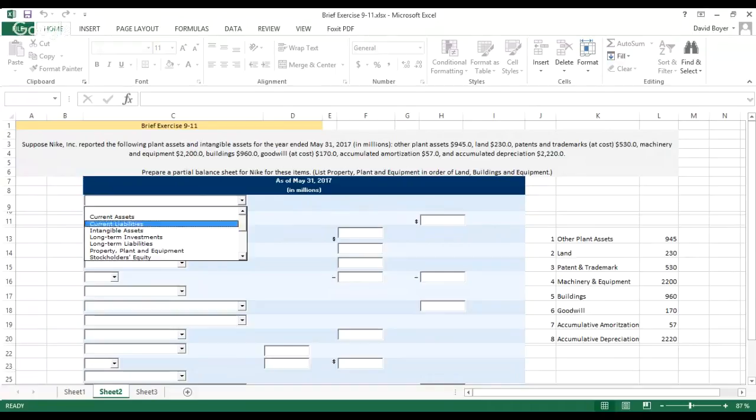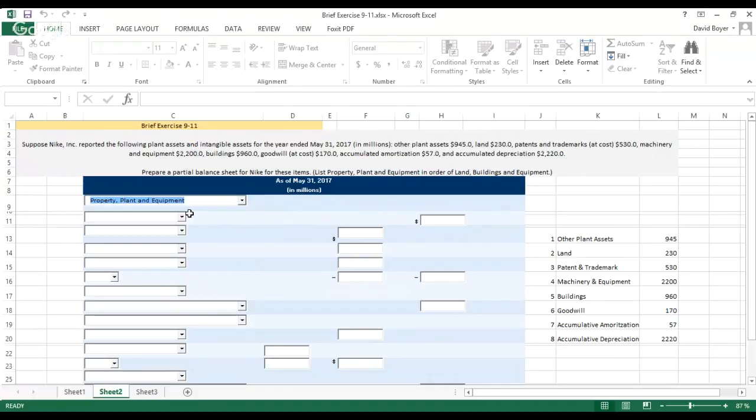So here in the first drop-down box, we're going to do as it says up here and list property, plant, and equipment. First off, we're going to put down land, and the reason is that land does not depreciate. So we're going to put land first. And land, we know from the information above, is $230.